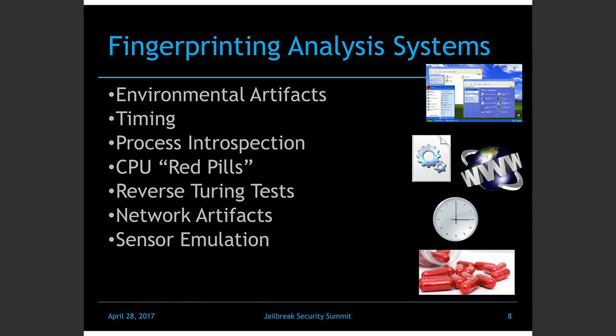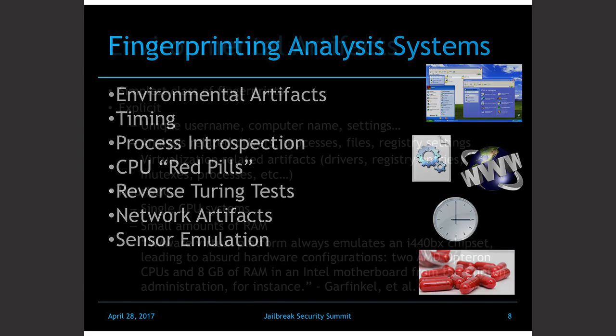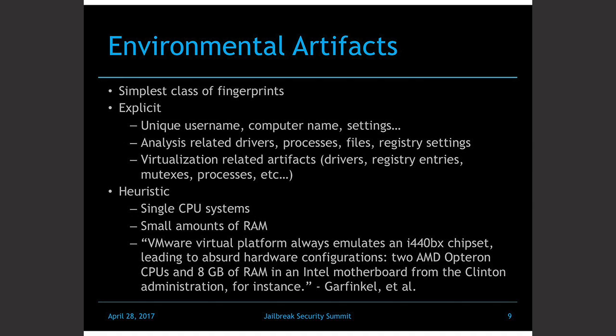So we came up with a classification of about 7 classes of fingerprint, and we're going to walk through them. Environmental artifacts, these are probably the simplest class of fingerprints. These are things like a unique username, or a unique registry entry, a unique computer name that's associated with a particular analysis system. Or you could look for things like a particular driver. If you see something like cuckoosandbox.sys, you might know you're running inside Cuckoo Sandbox. You could also have heuristic ones. For example, if you know that you're probably going to run in a VM, you look for artifacts associated with that particular VM. Like if you see vmmon.sys, you know you're probably in VMware.